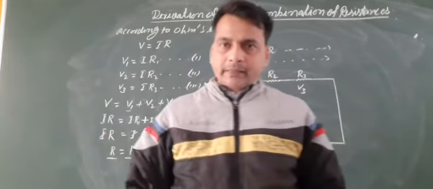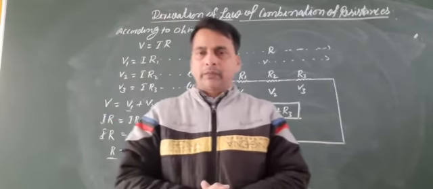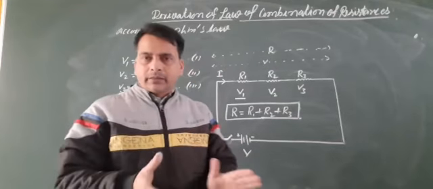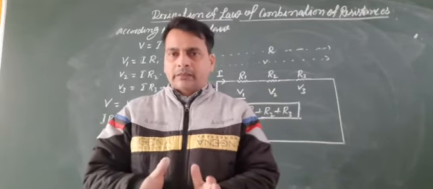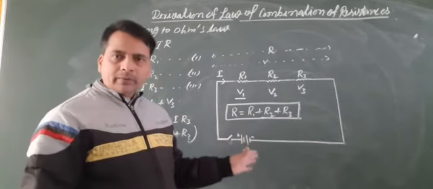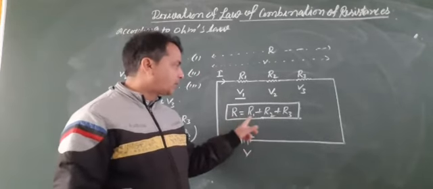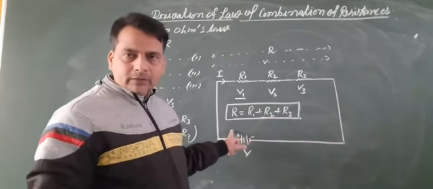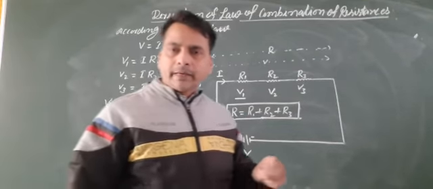So it is clear that when resistors are used in series combination, the equivalent resistance is the same as the sum of the individual resistors used in the circuit. And what is the conclusion of this statement? R equals R1 plus R2 plus R3 means the net resistance is higher than all the individual resistors used in any circuit.